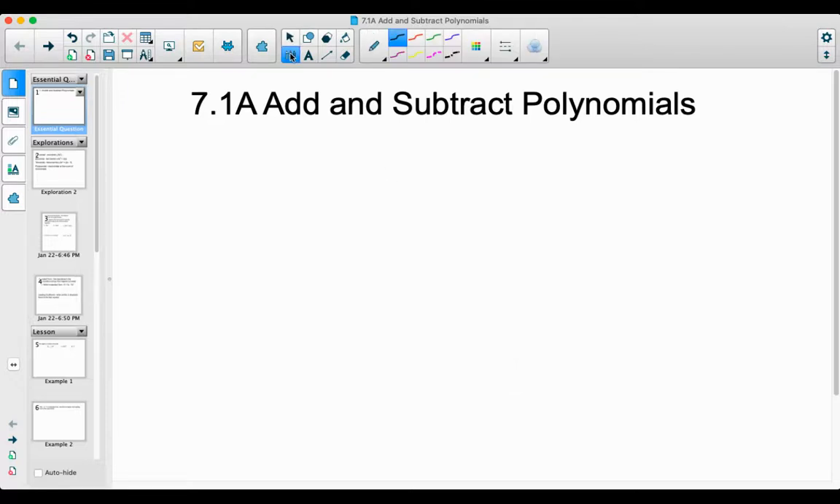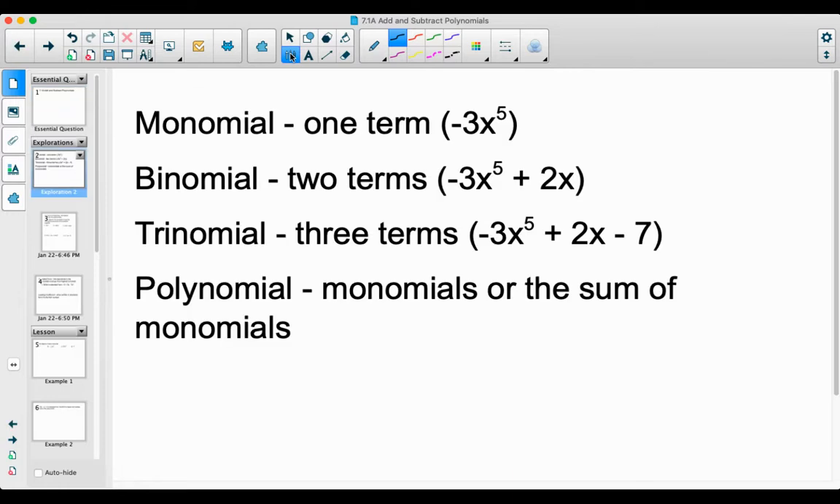Okay, today we are going to talk about adding and subtracting polynomials. And before we actually add and subtract, we want to learn how to name them and the parts of them. So I would pause the video and get all of this information in your notes.